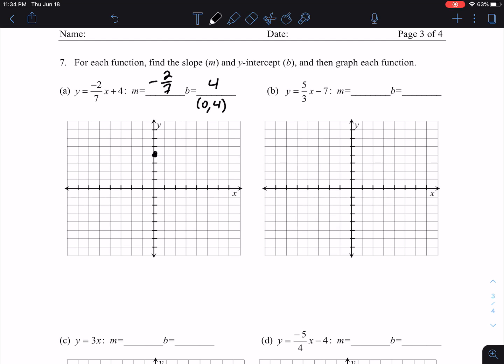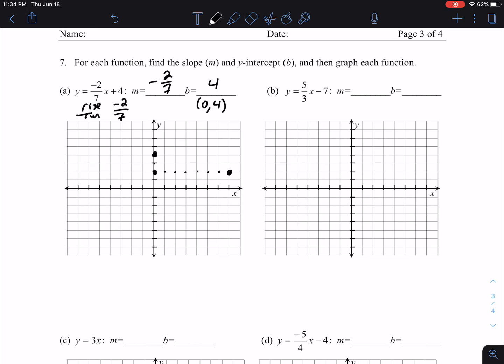With a -2/7, I can actually do one of two things. I can treat it like it's a -2 over a +7. So that's a rise over run of -2, so that'll be 1, 2 down, and then +7. So 1, 2, 3, 4, 5, 6, 7.